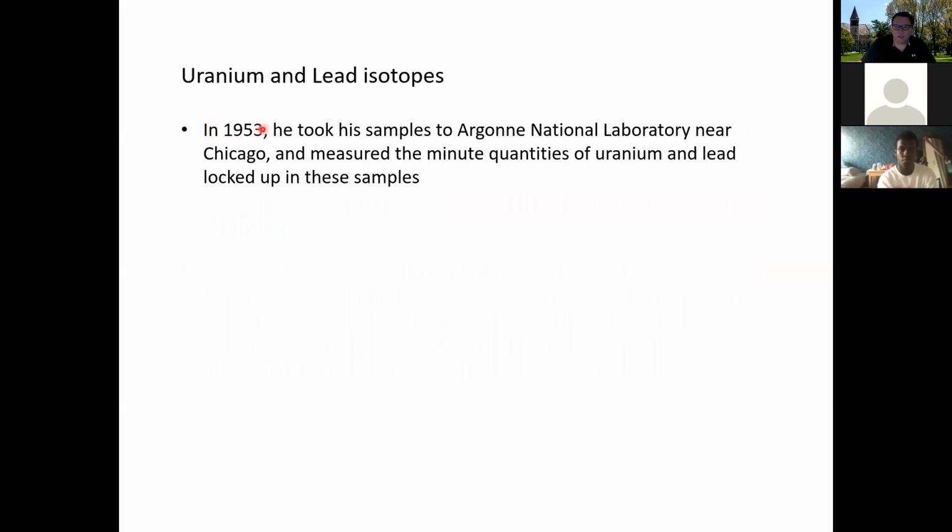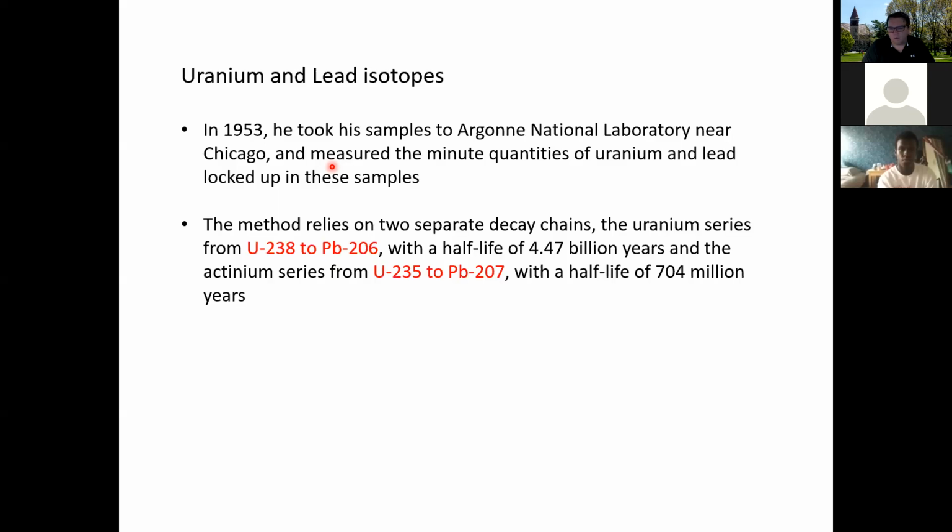About 1953, he started actually measuring these samples at the Argonne National Lab near the University of Chicago. And basically, what he was doing was measuring really small quantities of uranium and lead, looking at the relative ratios of each to use that half-life we talked about earlier to find an age of the formation of the Earth. And he relied upon two different isotope decay chains, uranium-238 to lead-206, and uranium-235 to 207. Don't worry about the specifics of these numbers for now.